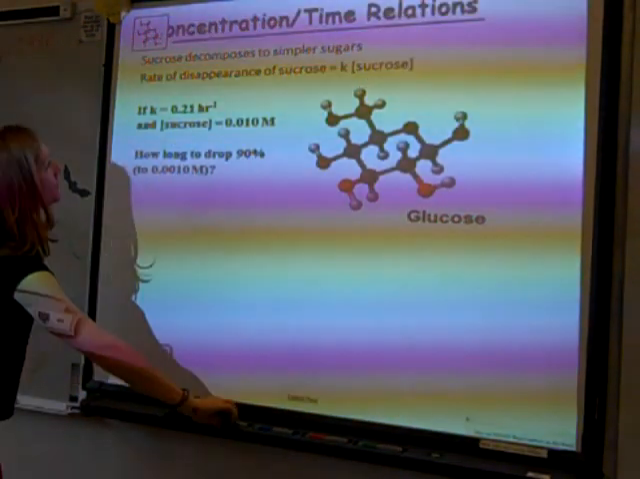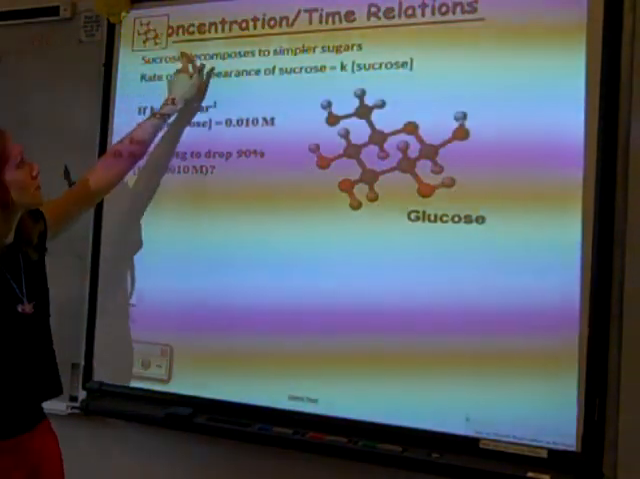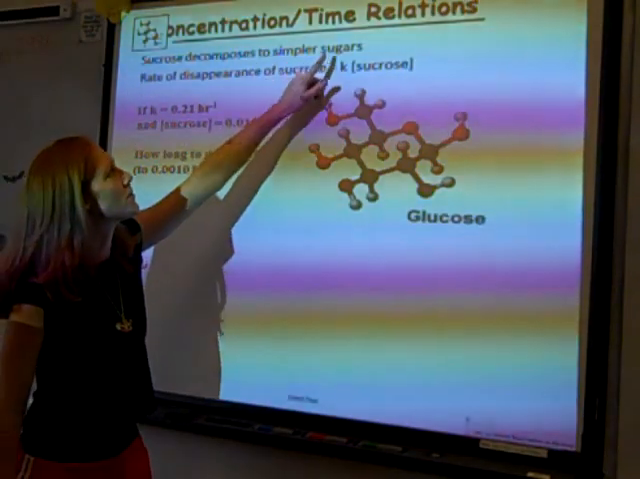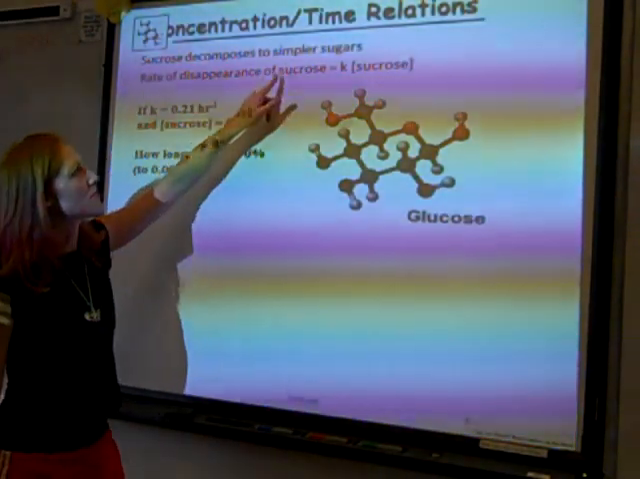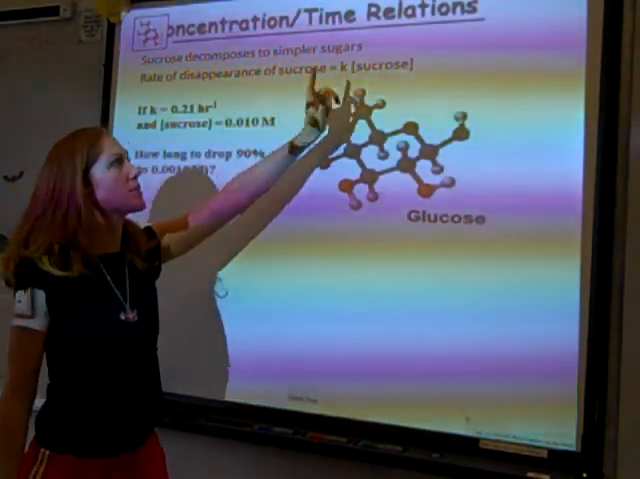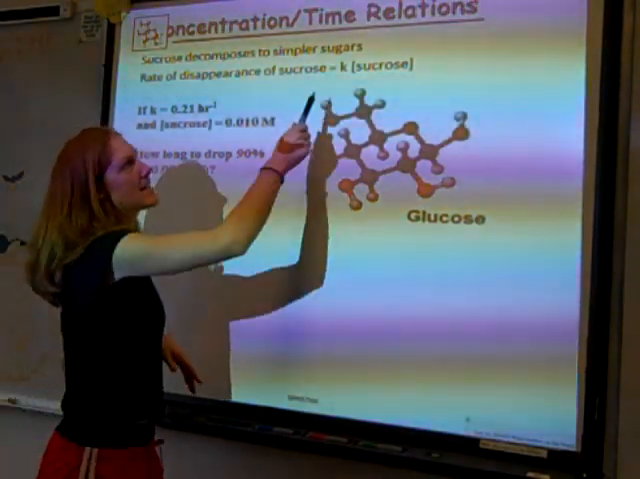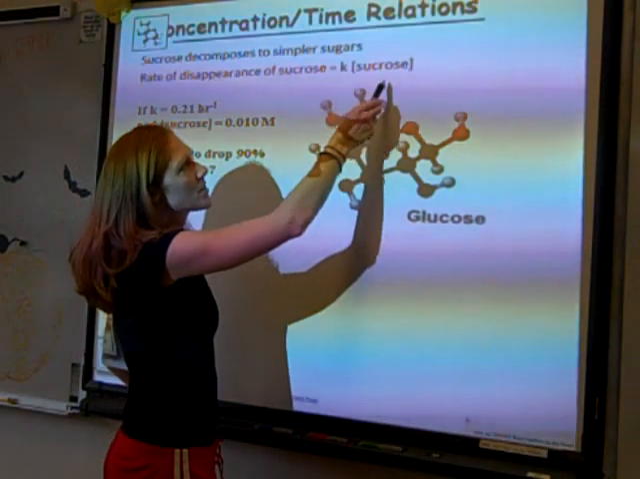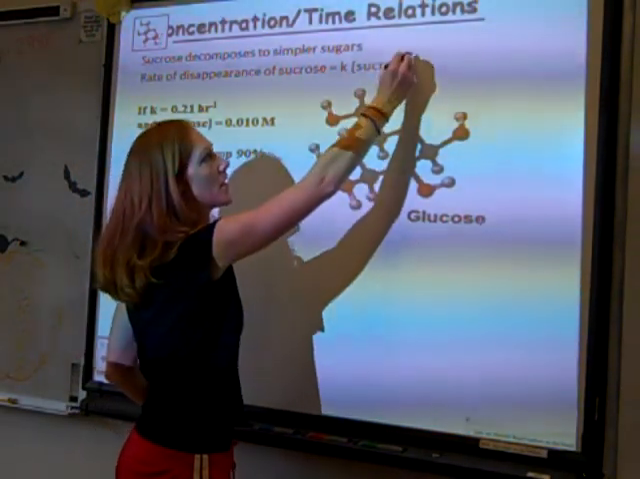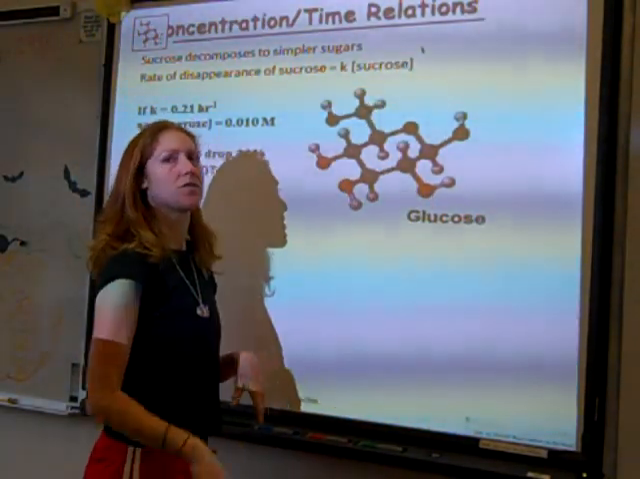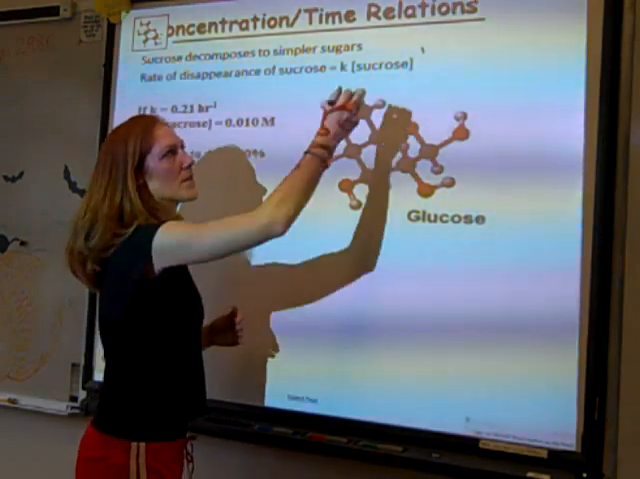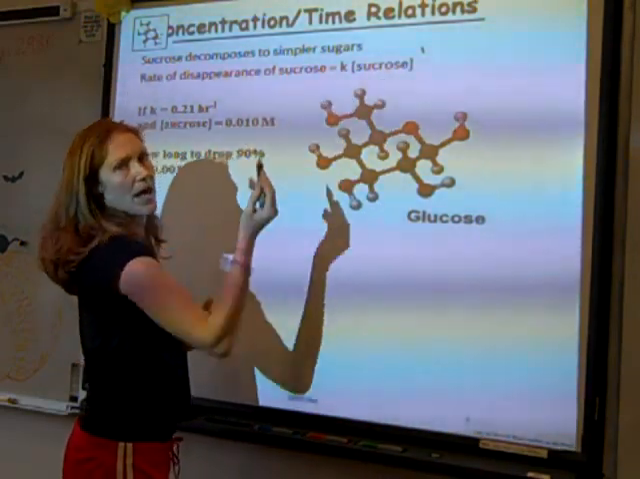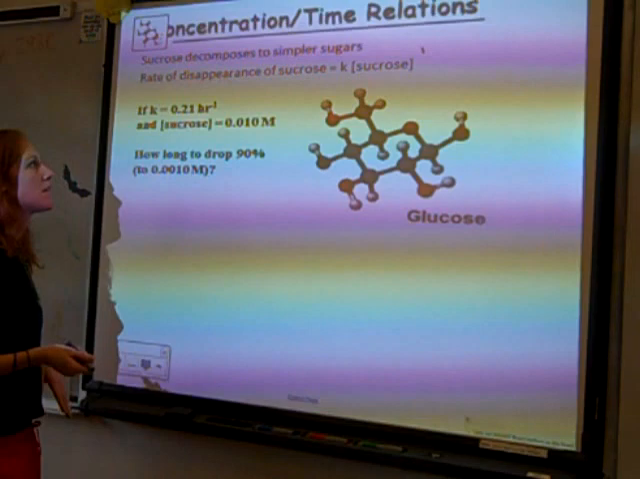Let's try one. So sucrose decomposes to simpler sugars. The rate of disappearance of sucrose is equal to K times the concentration of sucrose. I can see that this is first order because the rate is equal to K times the concentration. So there's a 1 here that's not written, because anything raised to 1 is just going to be itself. If it were a 0 up here, this would just be rate equals K. And if it were squared, well, we'd see it.